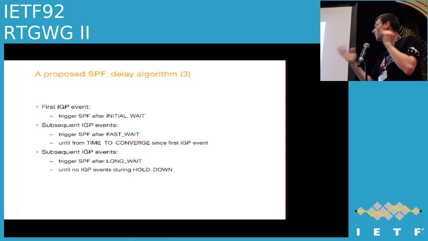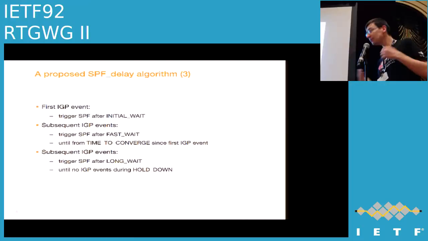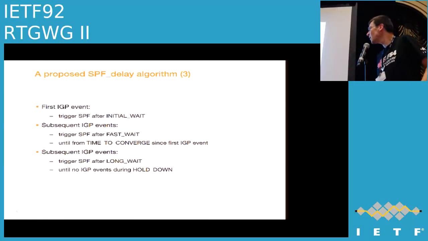And you say, for 1 or 2 seconds, I let my network react to the failure. And if it didn't work, the failure is bigger than you can expect, and you jump to the third phase, which is long wait, and you stay in long wait until the IGP is stable for hold down.